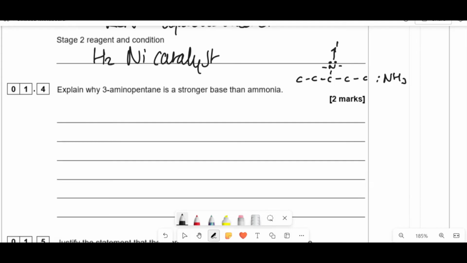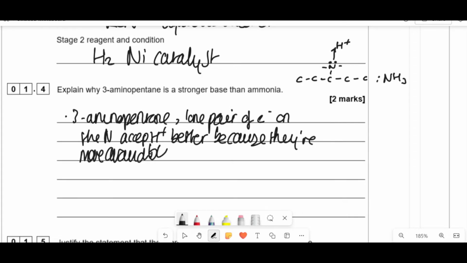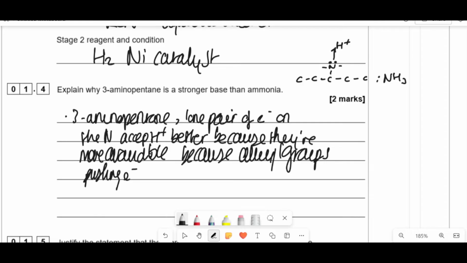When it's bonding with an H+, it's giving its lone pair of electrons to the H+ through a dative covalent bond. So it must be that these electrons are more easily given to the H+, which is exactly what it is. So in 3-aminopentane, the lone pair of electrons on the nitrogen atom accept H+ better because they're more readily given away. So they're more available. We need to think about why. It's because those alkyl groups are essentially pushing the electrons in that direction. Or you could say it's the positive inductive effect.